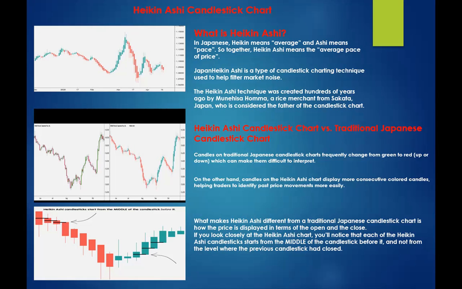If you look closely at the Heiken Ashi chart, you notice that each Heiken Ashi candlestick starts from the middle of the candlestick before it, and not from the level where the previous candlestick closed. So they are different, but they look alike. Let's go to a live chart so you will see what I am trying to present.